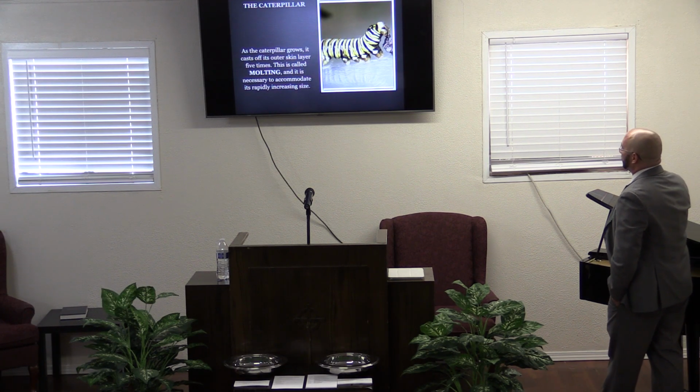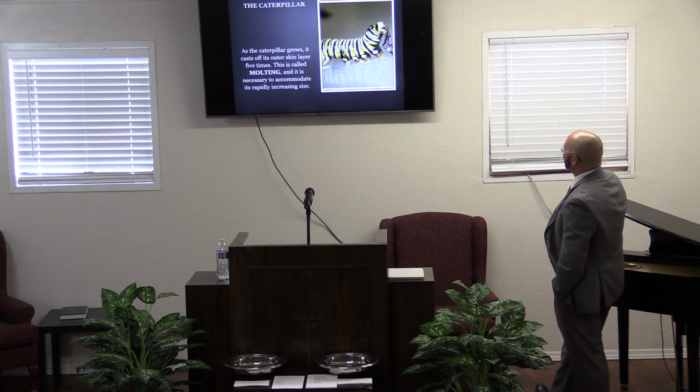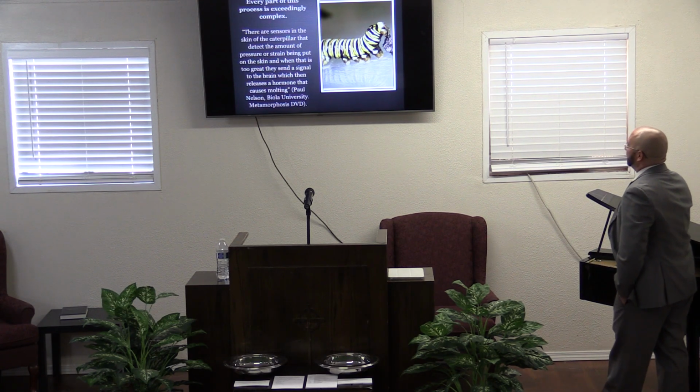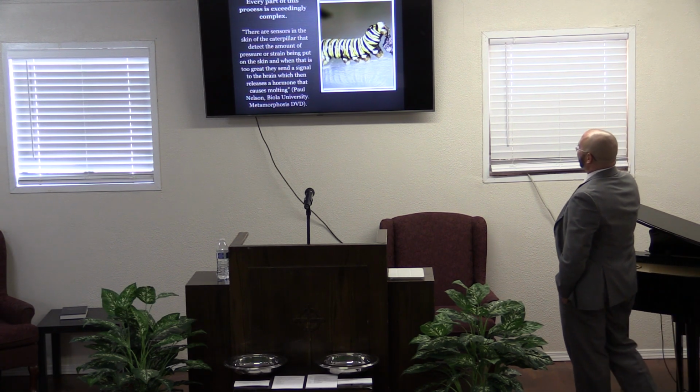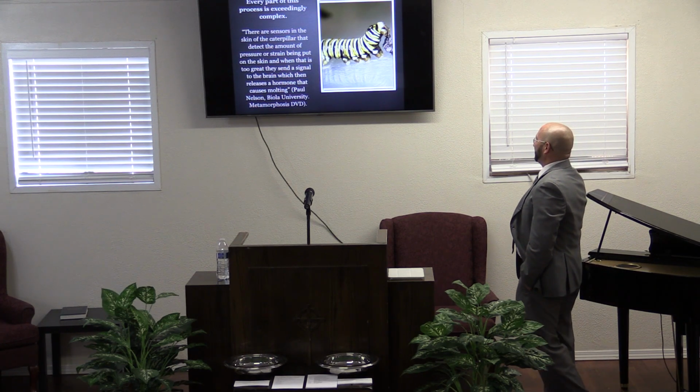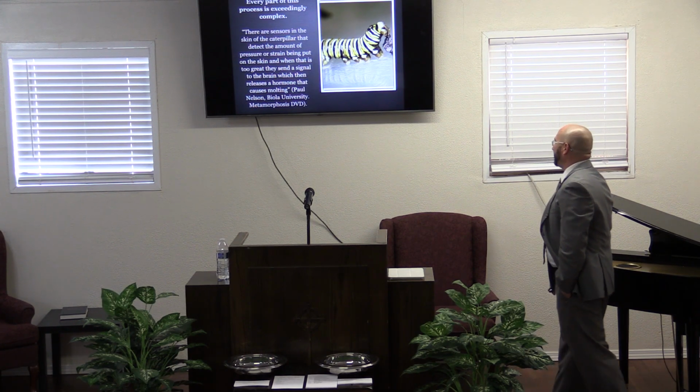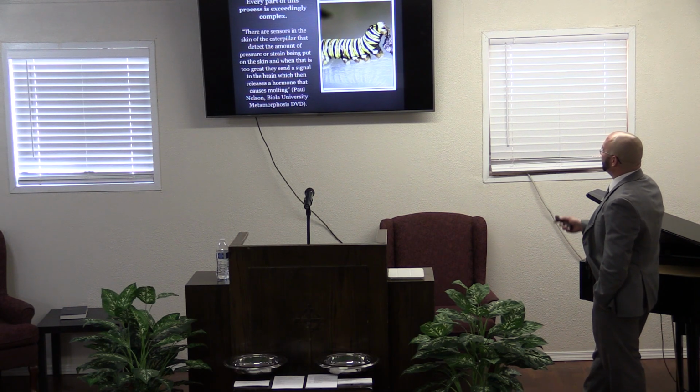As the caterpillar grows, it casts off its outer skin layer 5 times. This is called molting, and it is necessary to accommodate its rapidly increasing size. Every part of this process is exceedingly complex. So Paul Nelson from Biola University in a Metamorphosis DVD said this: there are sensors in the skin of the caterpillar that detect the amount of pressure or strain being put on the skin, and when that is too great, they send a signal to the brain, which then releases a hormone that causes molting.